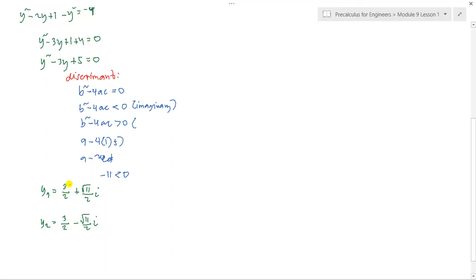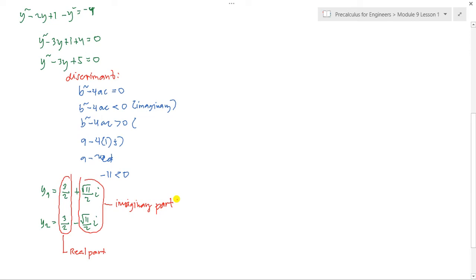So complex numbers are made of two parts. What is this one? This is the real part, and then this one that involves i, these are imaginary numbers, the imaginary part.